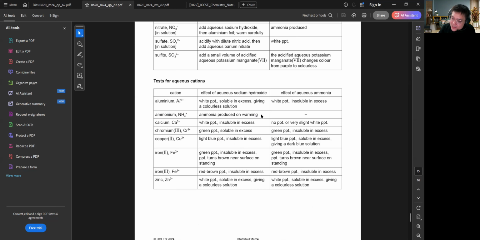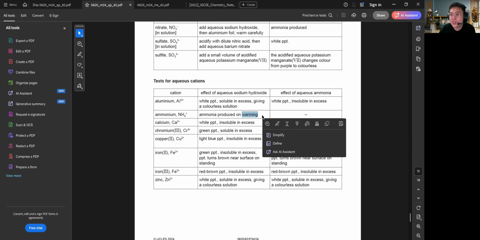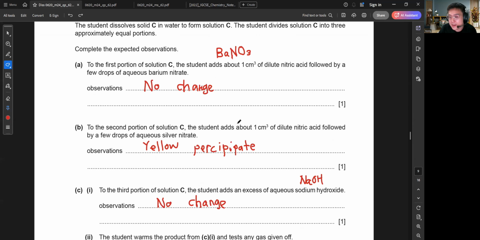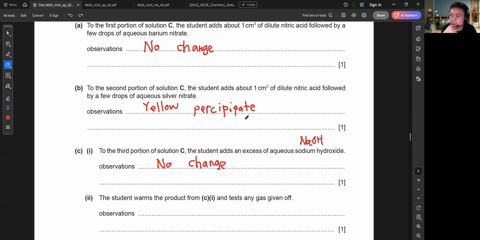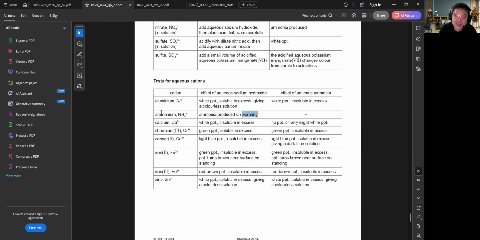Okay, so this word "warming", students have to understand this, because if students just memorize this question, it might cause them to fall, to make a mistake. Warming means heating up, or at least some form of increase in temperature. But here is where students have to pay extra attention. So when you study this table, make sure you understand what they mean.